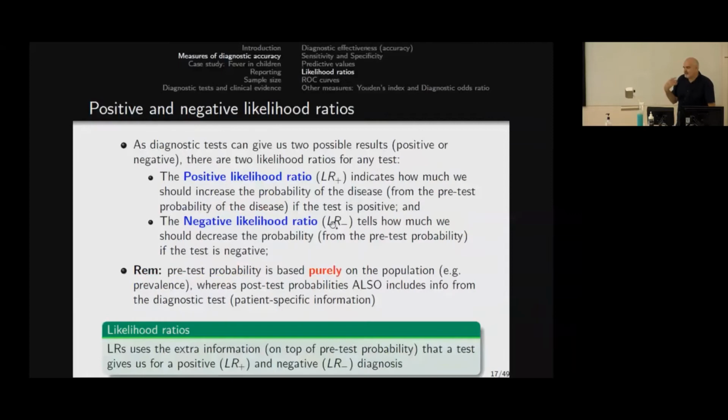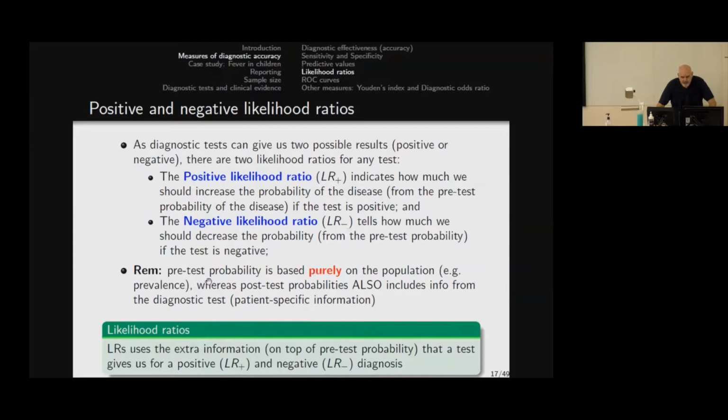Okay, so probably the best way of doing this is going through an example, but the concept is a very nice one and it makes a lot of sense. In fact, if you can understand it, you can understand the whole premise of Bayesian statistics in the first place. As diagnostic tests can give us two possible results, a positive or a negative, there are two of these likelihood ratios. There's a positive likelihood ratio, LR with a little plus next to it, and a negative version, which is an LR with a little minus.